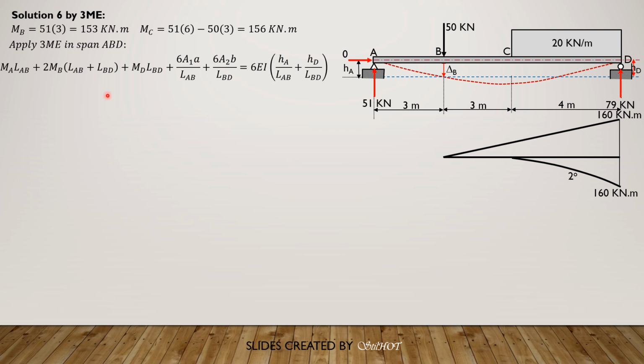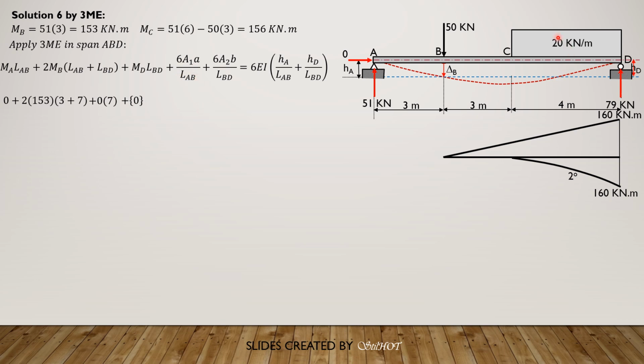I hope that you're already through with your three-moment equations, or you have touched this subject in your theory of structures. M_A is 0, so we begin with 2 times 153 times the quantity 3 plus 7, plus 0. This is because between A and B there is no load. Remember, A and B are imagined to be simple supports. So even with this load 50, the support cannot bend the beam, so there is no value for 6 A1 a1 over L.